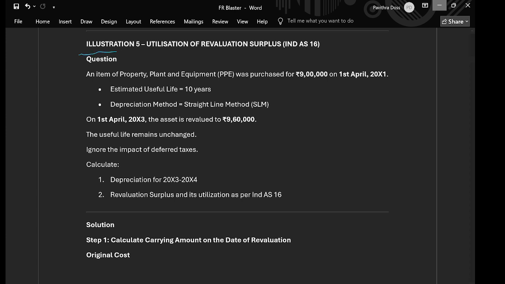Illustration 5, utilization of the revaluation surplus. There is a property, plant and equipment which was purchased for 9 lakh, and the estimated useful life is 10 years, with depreciation on the straight line method. On 1/4/2000, which is after 2 years, it is revalued to 9,60,000. So what is the point in here? What are the depreciation and everything they are asking?